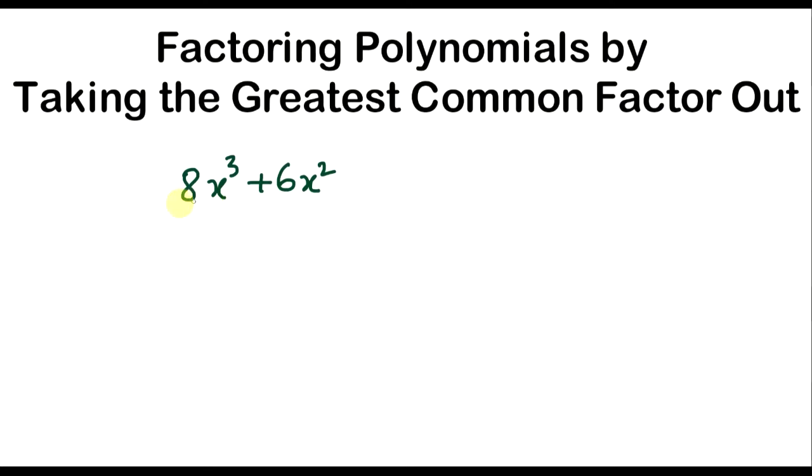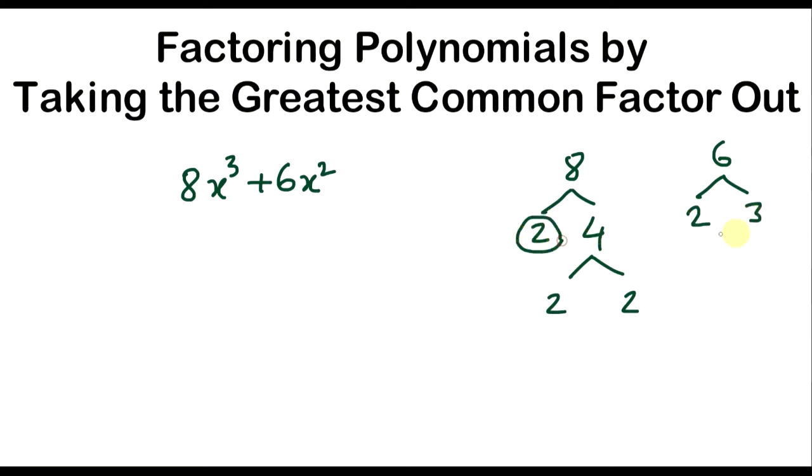Another binomial here. We have numbers and the variable x in both terms. Let's find out the GCF of the numbers first. 8: 2, 4, 2, 2. Then 6: 2 and 3. So what is the GCF here? 2 and 2. So the GCF is 2.